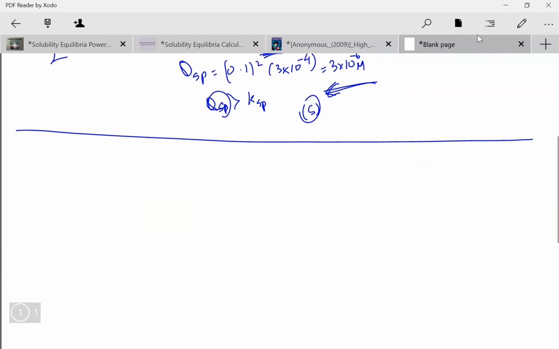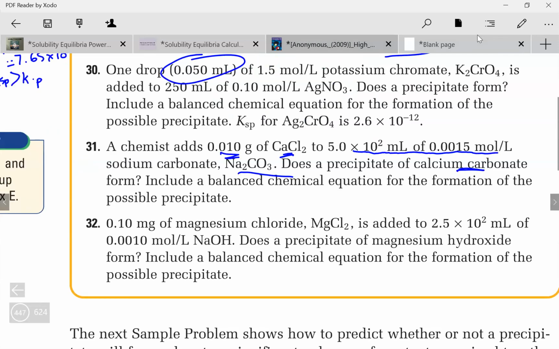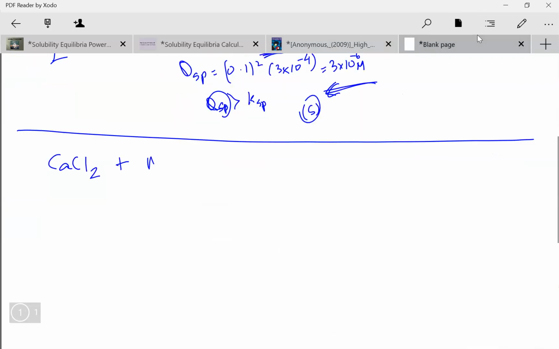here, and say, calcium carbonate plus sodium carbonate. Calcium chloride plus sodium carbonate is going to give me calcium carbonate solid precipitate plus sodium chloride. And again, as always, I have to essentially find my number of moles of calcium carbonate.